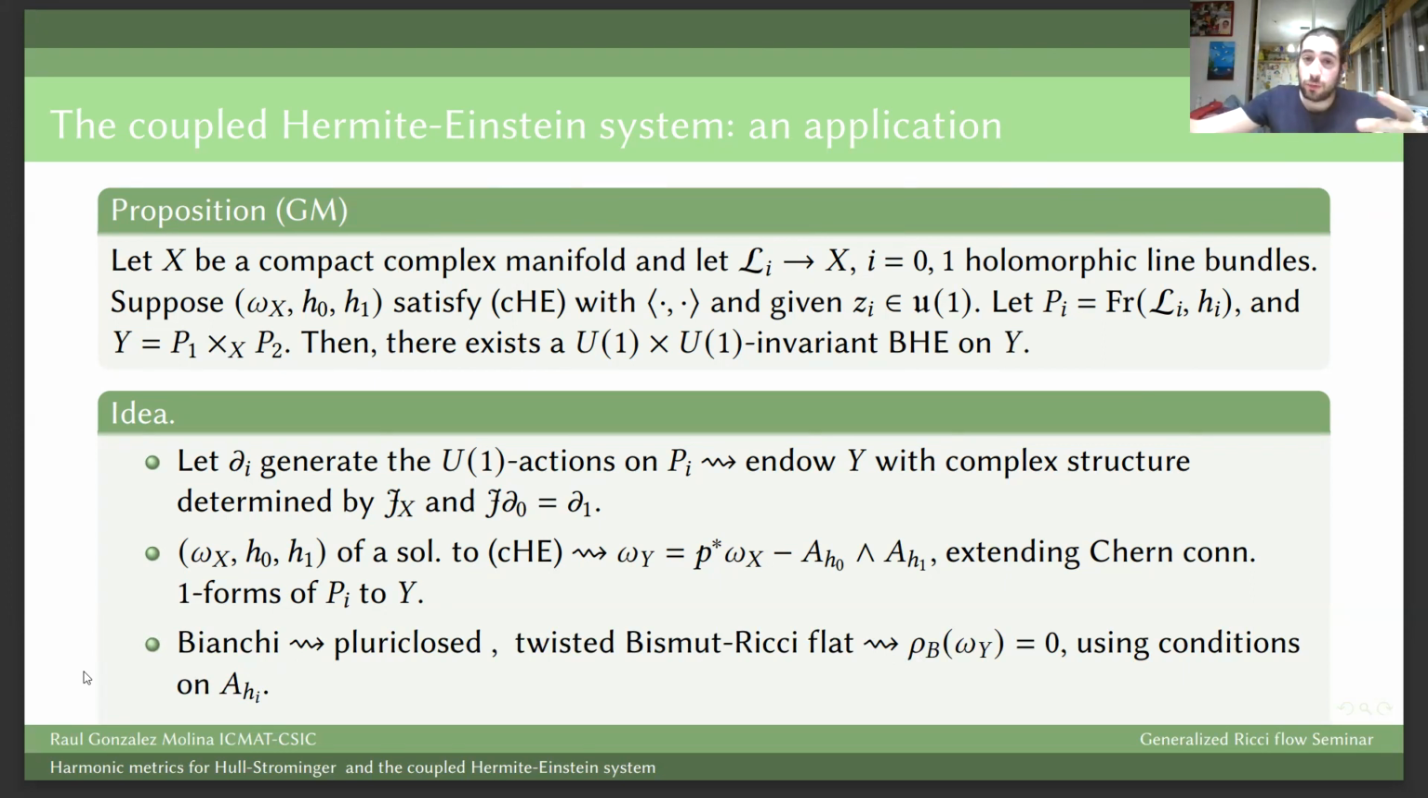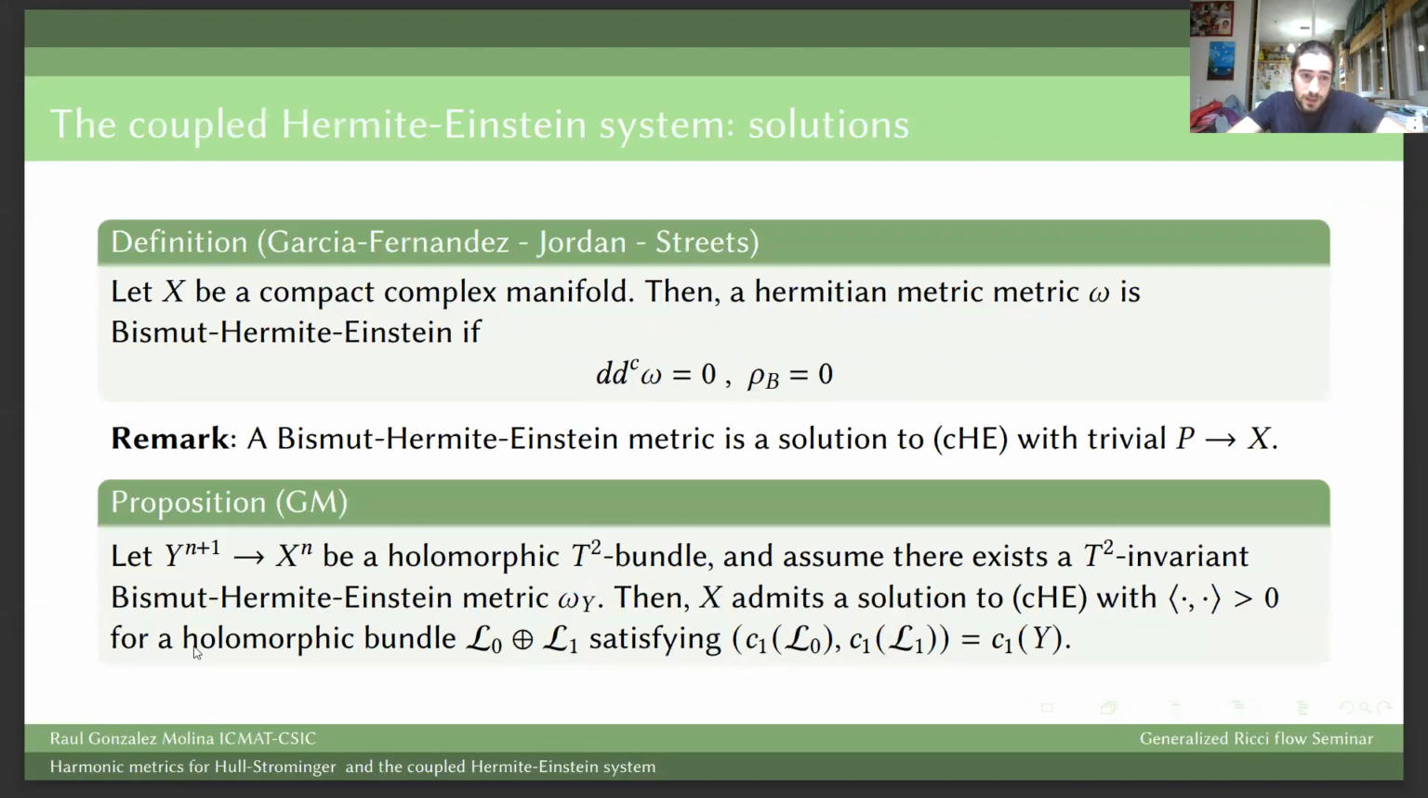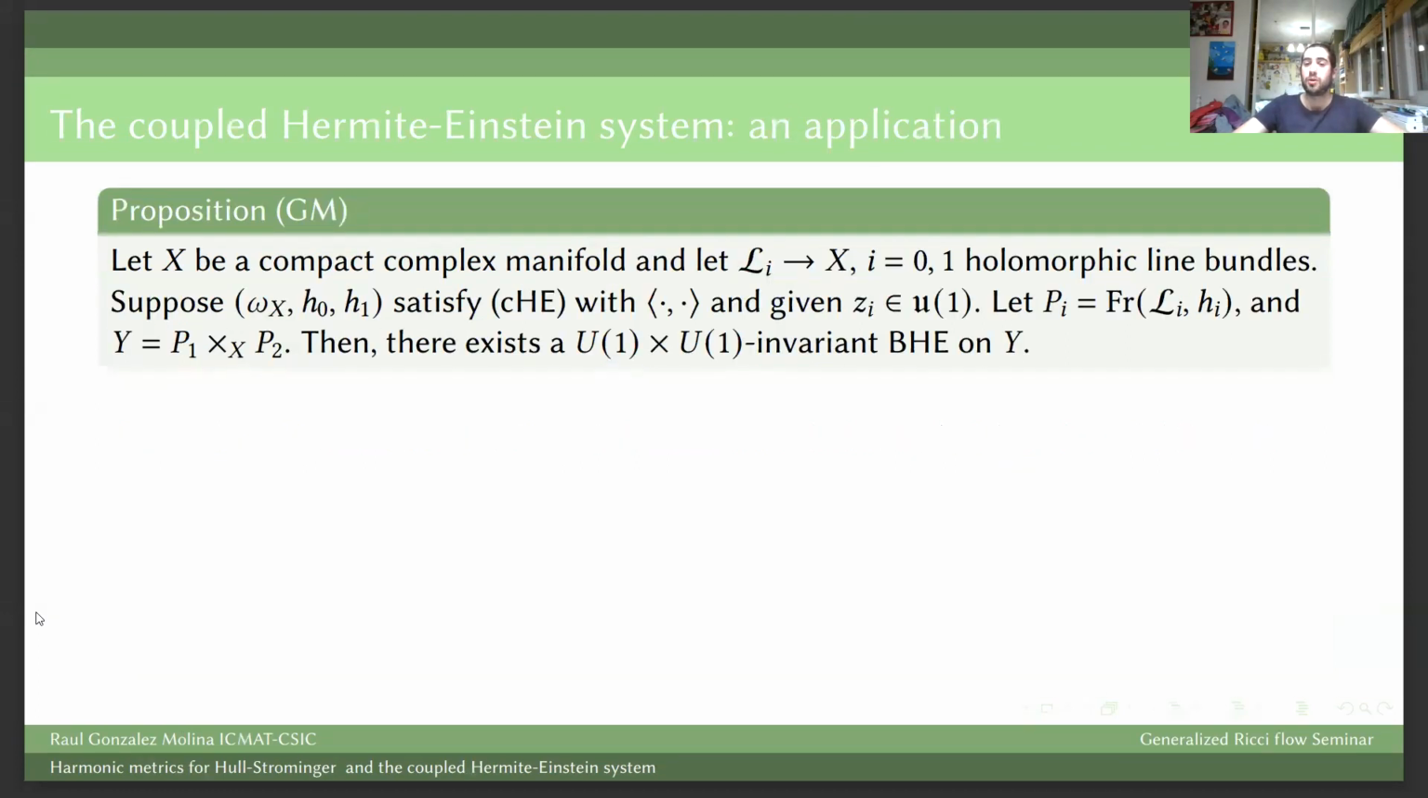So what these two results, this and the previous one in the slide, tell me is that if I have a T2 bundle over a compact complex manifold, then I have a correspondence of solutions to the coupled Hermite-Einstein system, this new system I have been introducing, and bismuth Hermite-Einstein metrics upstairs. And the procedure is just reduction together with elementary Hermitian geometry. Okay. There is this correspondence.